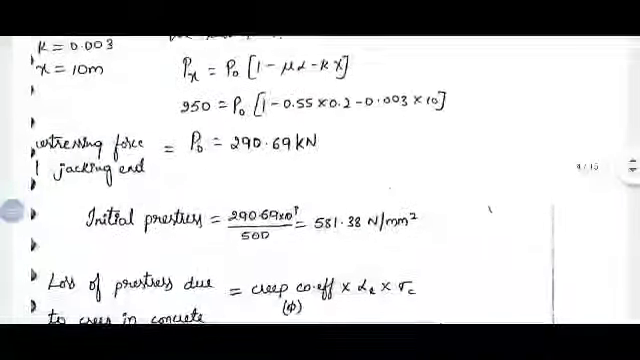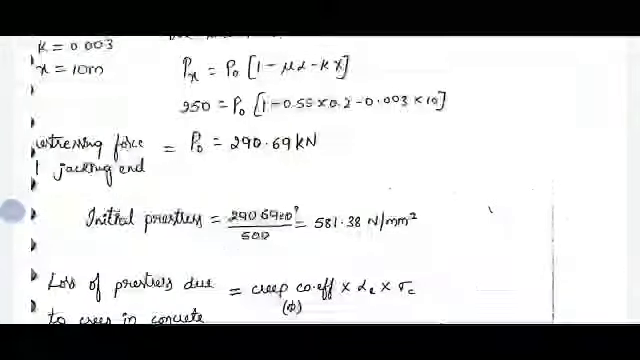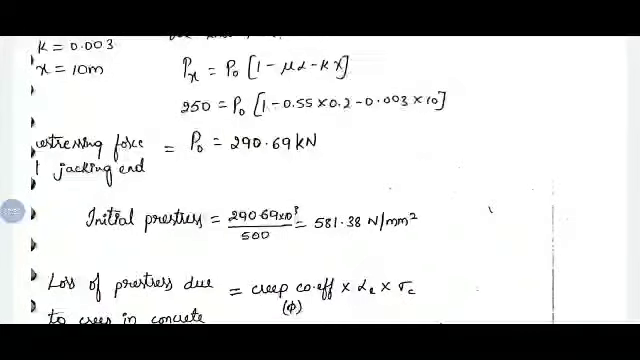Then initial pre-stress. Here P naught is the force, we need to find the stress. So load by area of the steel, 581.38 Newton per mm square.